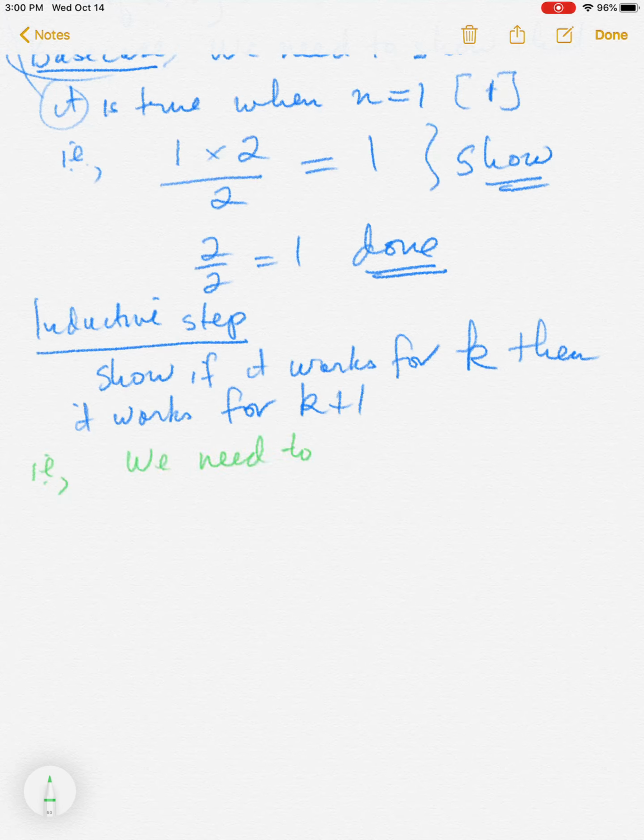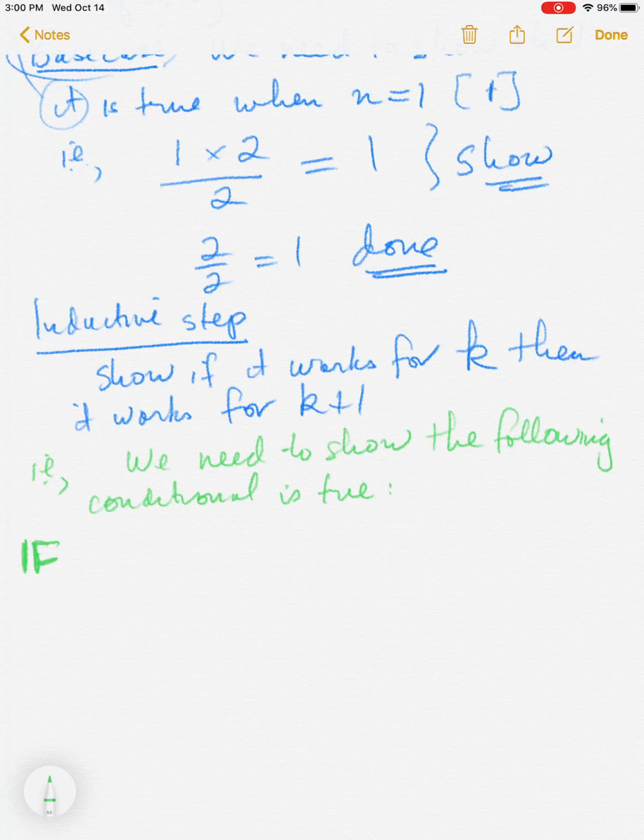So in other words, we need to show that this conditional. Remember, the inductive case of the inductive step of every proof by mathematical induction involves showing a conditional to be true. So we need to show that the following conditional is true.